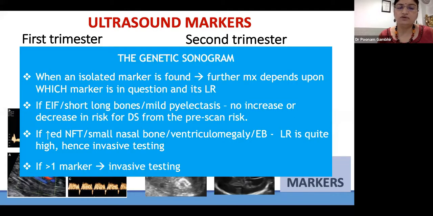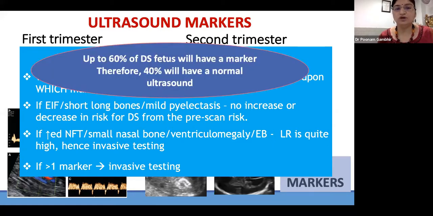So whenever we encounter an isolated soft marker, further management depends upon which marker is in question and what its likelihood ratio is. If an echogenic cardiac focus, short long bones or mild pyelectasis is isolated, there is no increase or decrease in the risk for Down syndrome from the pre-scan risk. But if it is isolated increased nuchal fold thickness or a small nasal bone or ventriculomegaly or echogenic bowel, the likelihood ratio is quite high, and hence invasive testing is offered. If there is more than one marker, whatever be the likelihood ratio, it is a straightaway indication for invasive testing and it should be offered.